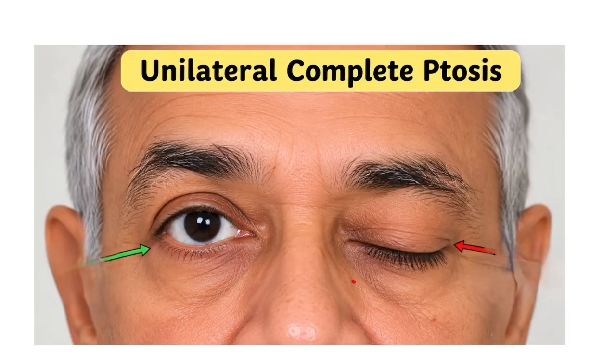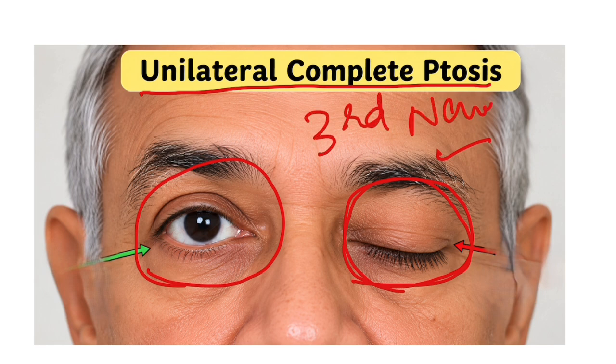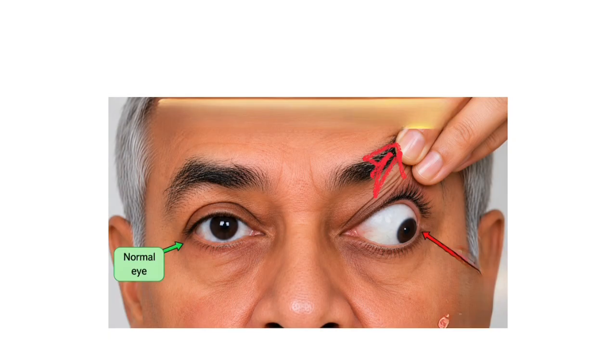So in this image, we see that there is complete ptosis. This is a normal eye. So it's a case of unilateral complete ptosis. The common cause of unilateral complete ptosis is third nerve palsy. In a patient with third nerve palsy, when we lift the eyelid and look, the pupil is dilated. If you compare with the normal side, it is small, and it is dilated in case of third nerve lesion.